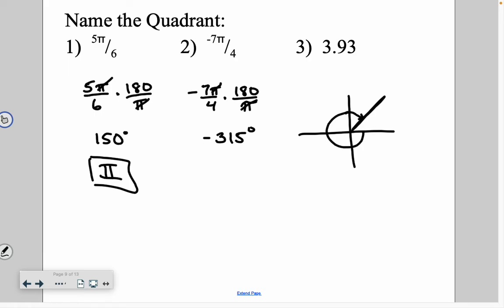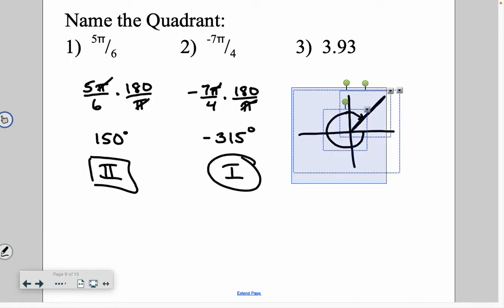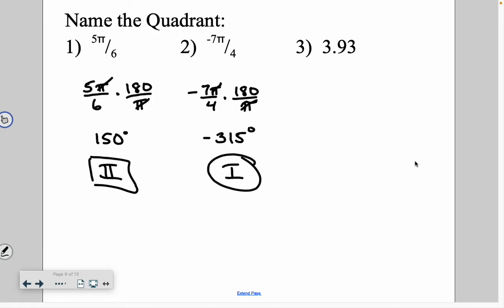Negative 315 degrees is actually positive what? Positive 45. It's really just a 45 degree angle, but in the opposite direction. That's the idea. So we are in quadrant number 1. That is the final answer there. And you can always sketch it. That's why I'm doing that. If you're still not quite sure, even after you see negative 315, just start putting together a sketch and taking a look at what you have.